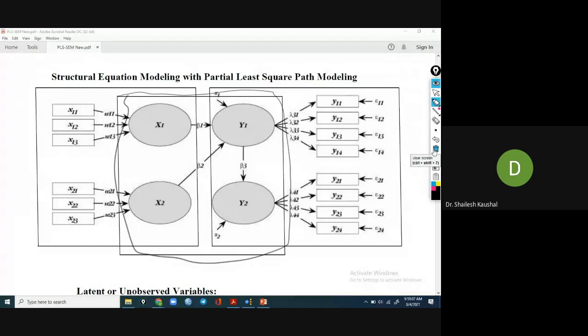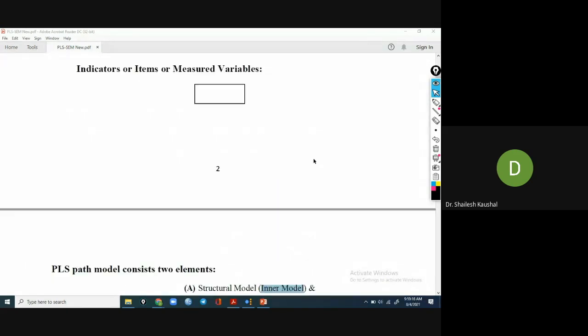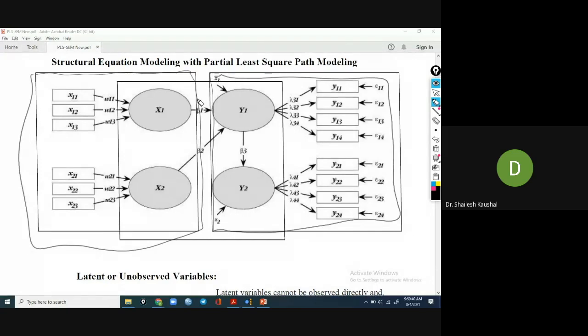And the outer model: there are two outer models. On the left hand side you can see the measurement model, meaning outer model. This is in this rectangle, and the other rectangle is also an outer model. So there are three models in this diagram: one is the inner model and two are outer models, or measurement models.